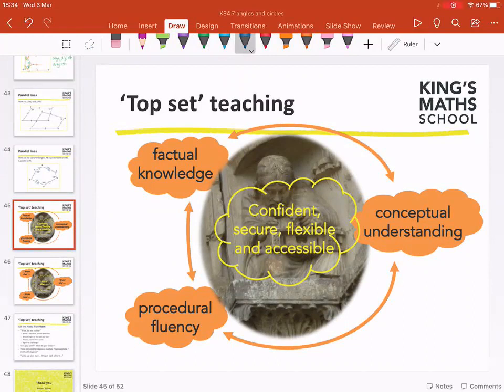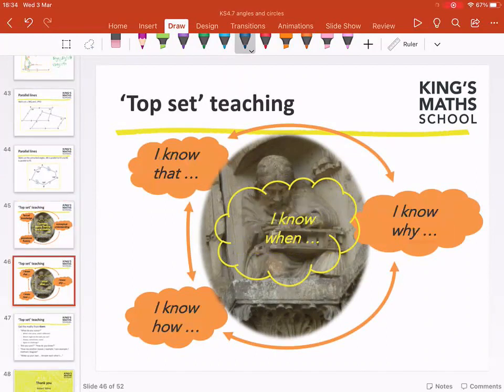Lots of fluency, but also their understanding, particularly in the sense of mathematical reasoning. So you are developing their reasoning. If I know this, then I know that. If I know that, then I know that. If I know that, then I know this. Oh, right, that's what I wanted. You're developing them, using that I know that and that I know how to tell you why, to justify their choices.